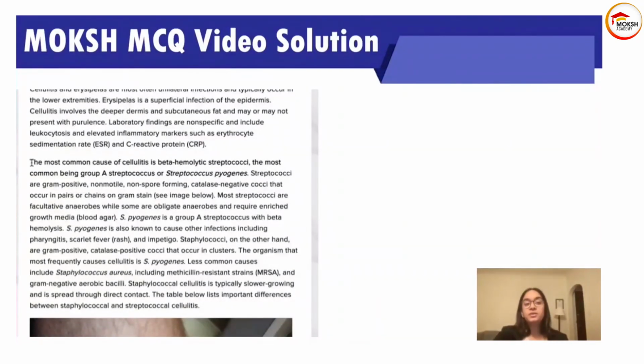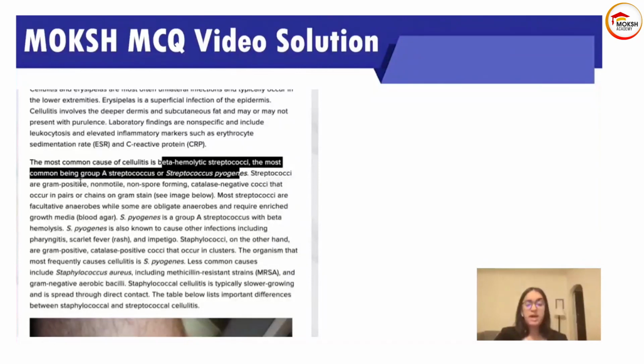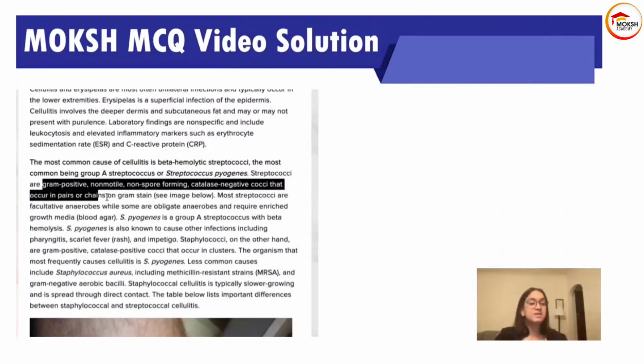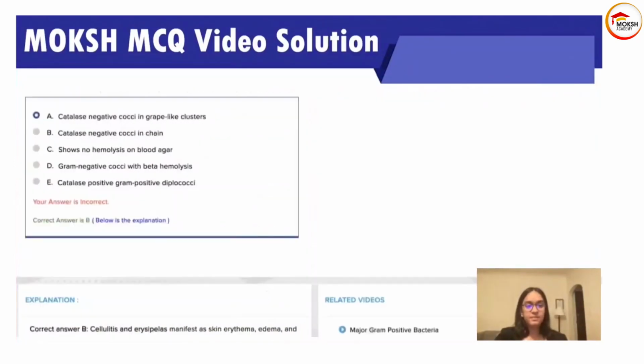So what you need to know here is the most common cause of cellulitis. So the most common cause is the beta hemolytic strep. And among those, the most common is group A streptococcus or Strep pyogenes. So streptococcus, it's a gram-positive, non-motile, non-spore-forming, catalase-negative cocci that occur in pairs or chains on gram stain.